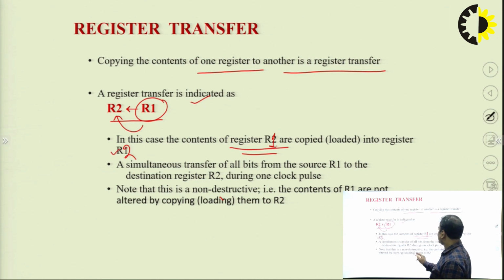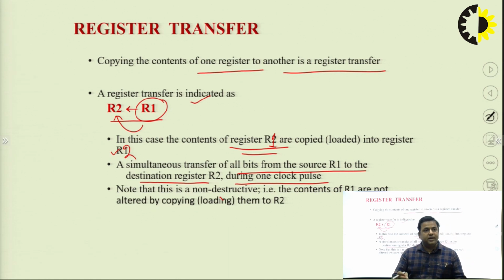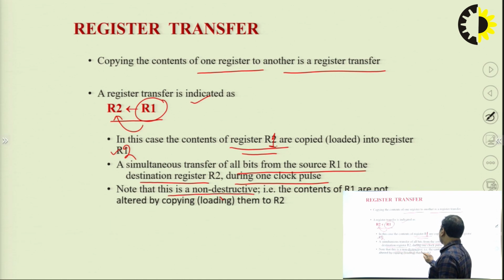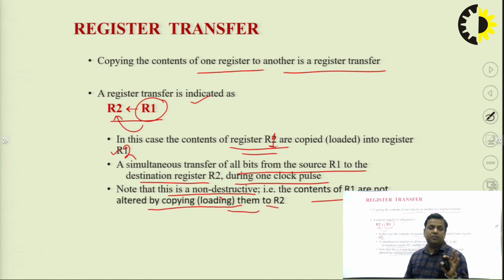A simultaneous transfer of all bits from the source R1 to the destination R2 during one clock pulse. That all the bits of register R1 will be transferred into R2. Note that this is non-destructive, that is, the contents of R1 are not altered by copying them into R2. Important thing is, it is transferring, but it is non-destructive. Non-destructive means that the contents of R1 are still in R1. Only a copy of the data of R1 is being transferred into R2, right?